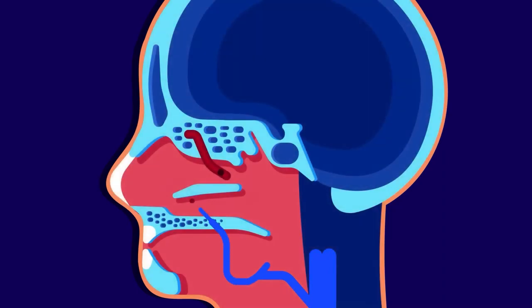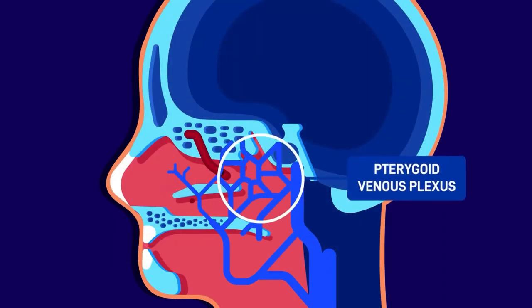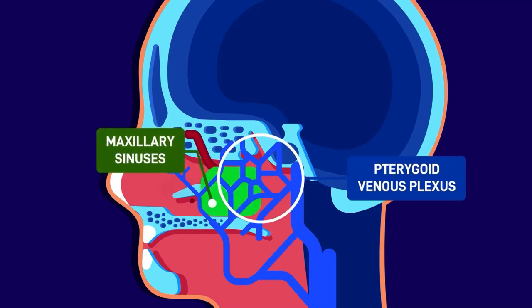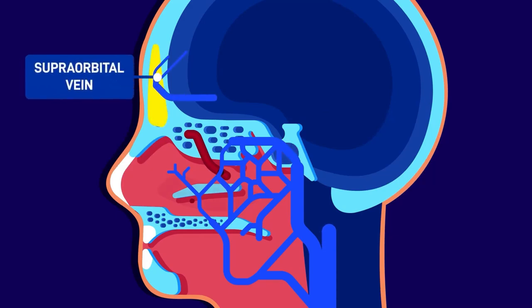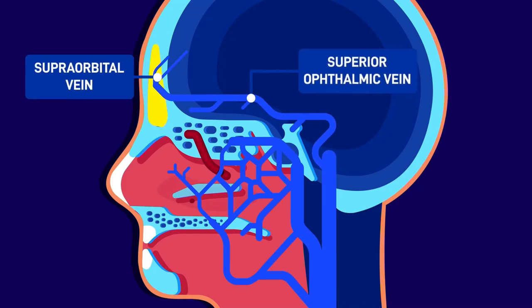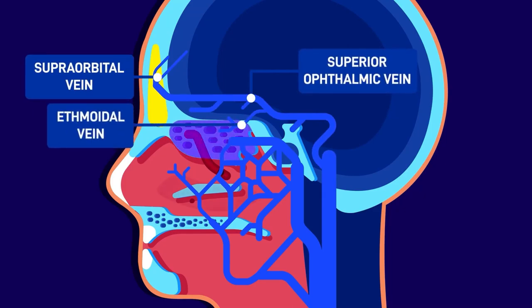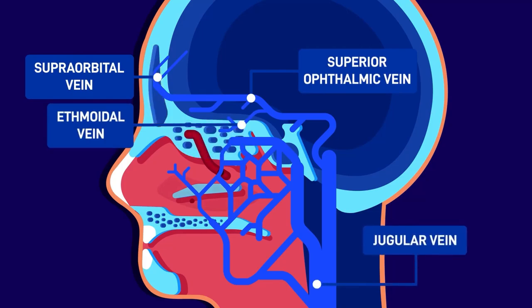Now to the venous drainage. The facial vein on the anterior side and the pterygoid venous plexus on the posterior side drain the maxillary sinus. The pterygoid venous plexus drains into the maxillary vein, which also drains the sphenoid sinus. From the frontal sinus, the supraorbital vein drains the blood into the superior ophthalmic vein, which also receives from the ethmoidal vein of the ethmoid sinuses. All of the venous drainages will lead into the jugular vein in the neck area.